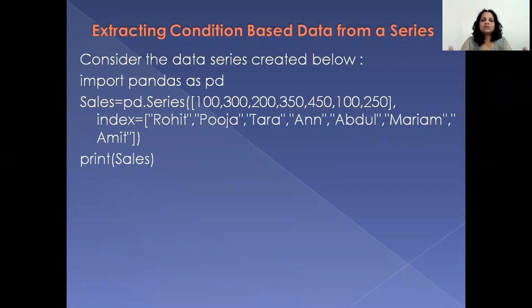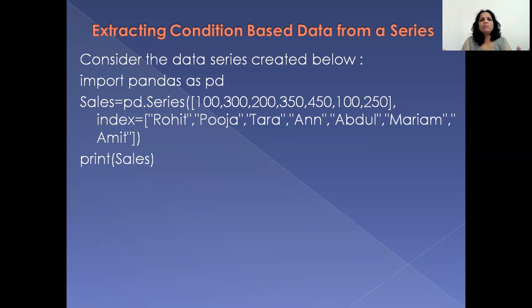Now it says consider a data series. Obviously for accessing or extracting elements, I need a data series existing with me. So I have created a data series named sales. The values of the data series are the first parameter that you have given. That's a list of values, which is 100, 300, 200, 350, 450, 100, and 250. And the indexes, I've given a labeled index here: Rohit, Pooja, Tara, Abdul, Mariam, and Amit.